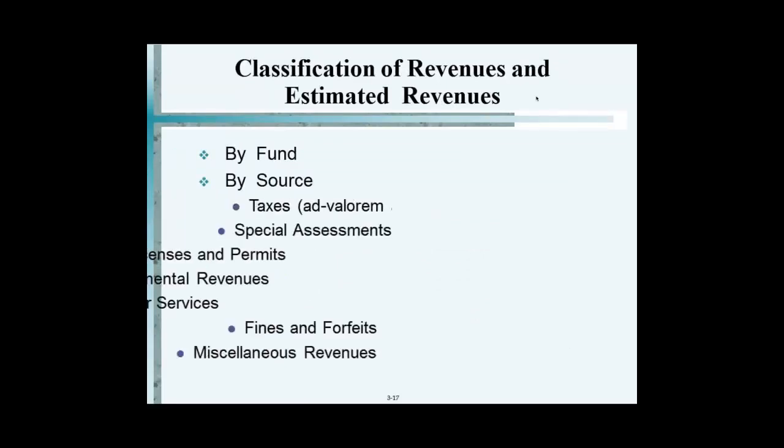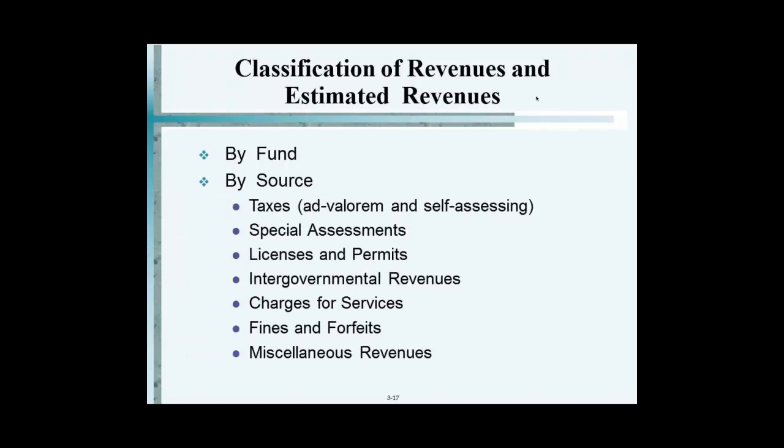Now let's take a look at classification of revenues and estimated revenues. Take a look at this list for a moment, and we'll talk about these. Which is the biggest single source of revenues for governments? Good. Anybody know what ad valorem means? It's based on value. The more money you make, the more taxes you pay. The more your house is worth, the more real estate taxes you pay, right? Special assessments, we'll hold off on that for a moment.